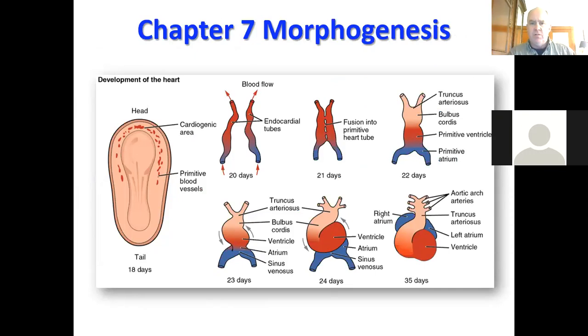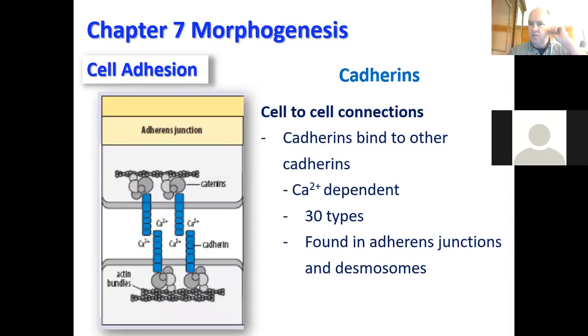Okay, so chapter 7 is not about signal transduction or transcription or anything like that. It's all about cell movements and cell changes, which is based on the signal transduction, but it's downstream from that.